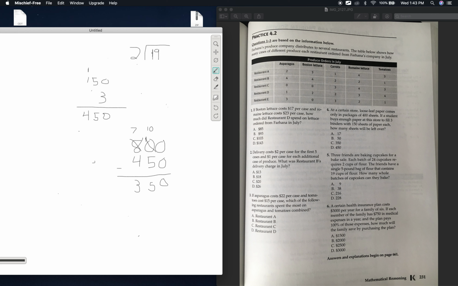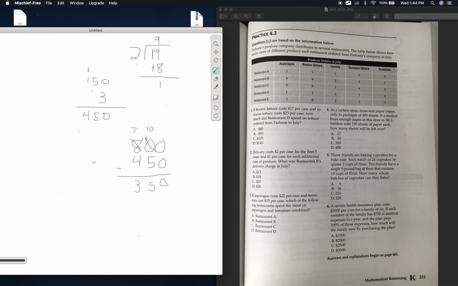Does 2 go into 1? No, it doesn't. Does 2 go into 19? Yes, it does. How many times? Well, I know 2 times 9 is 18. If I were to go 2 times 10, that would be 20. So we would put 9 here. Okay. So 9 times 2 is 18. 19 minus 18 is 1. 1 minus 1 is 0, obviously.